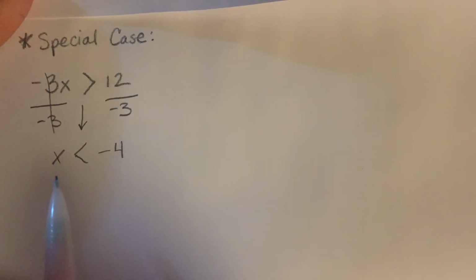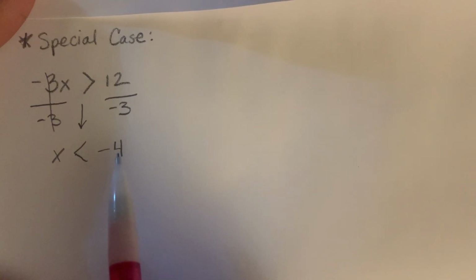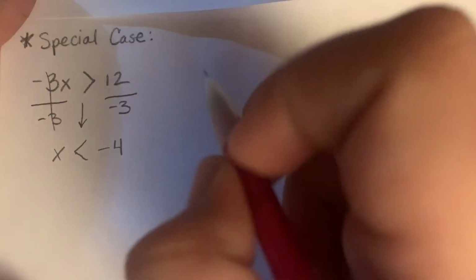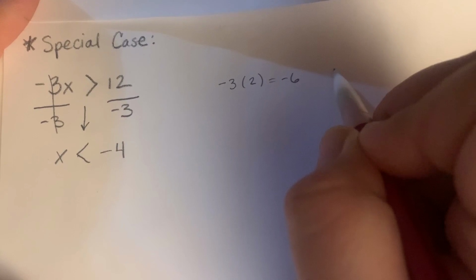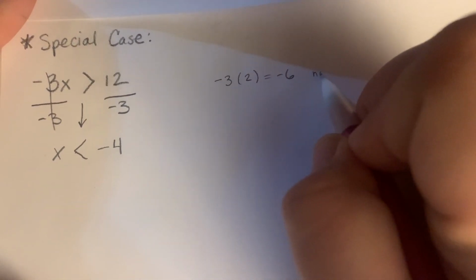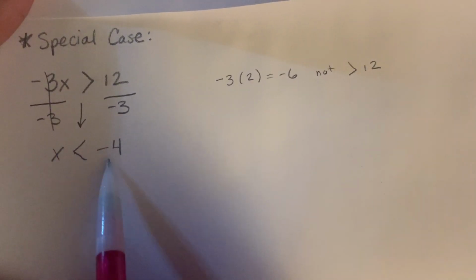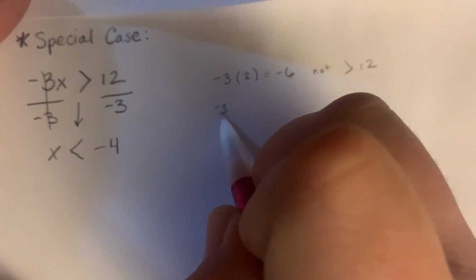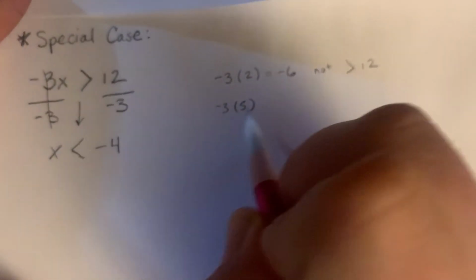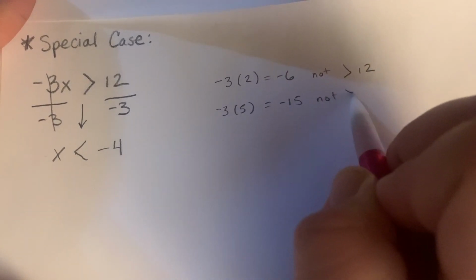And the reason x has to be less than -4 is because if I look at a number that is greater than -4, for instance, the number 2, if I do -3 times 2, that's going to be -6. That is not going to be greater than 12. That's smaller than 12. So numbers bigger than -4 don't work. If I choose maybe the number 5, -3 is also bigger than -4, times 5 equals -15. That is not greater than 12.